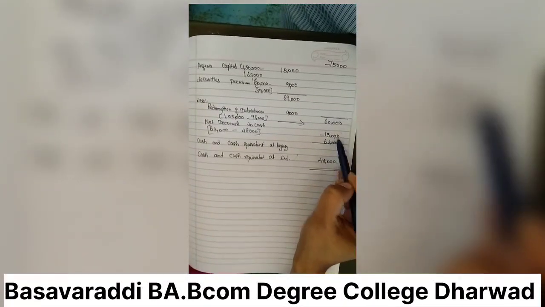Here the difference is 15,000. At the same time, the cash and cash equivalent difference is also 15,000. So your problem is correct.